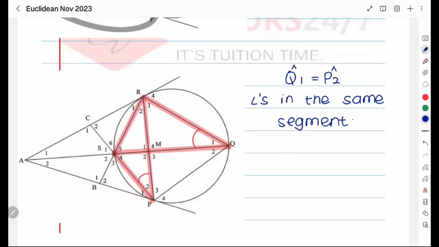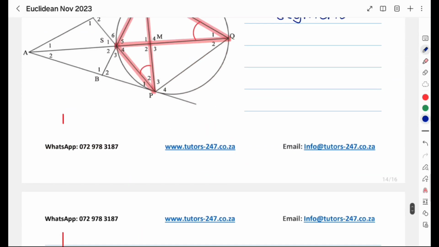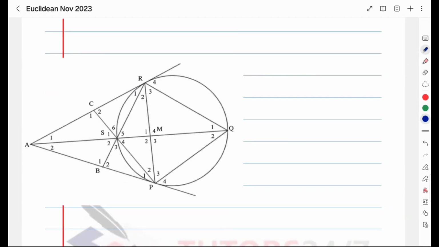So we now know what P2 is equal to. It is equal to Q1. Now we need to identify what the angle A2 is equal to, and hopefully we can get it in terms of Q to somehow connect P2 and A2. So now let us try and find out how we can connect A2 to the angle P2.